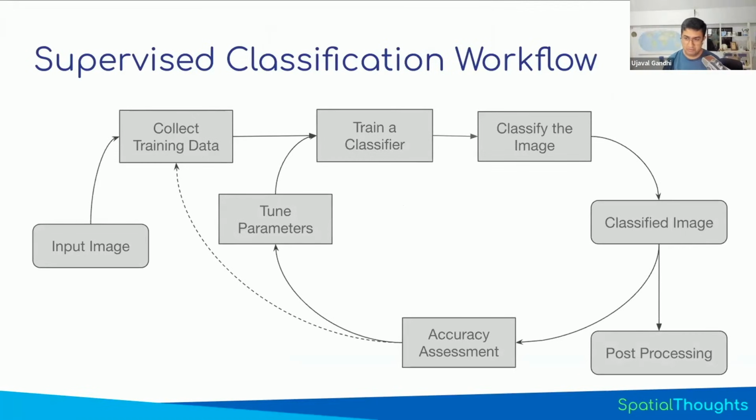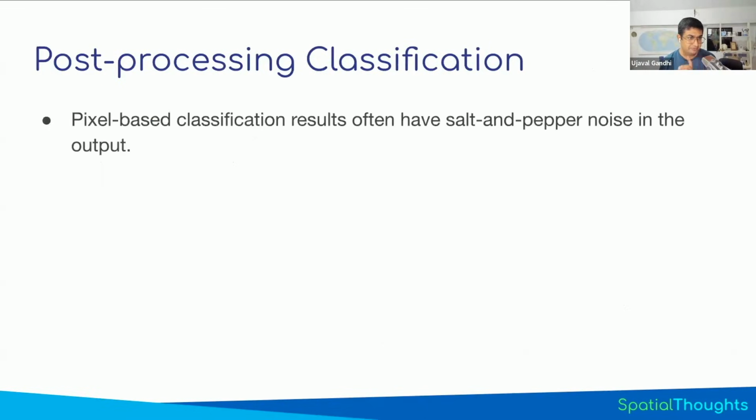If you want to use this data for mapping, you would want to post-process and remove the noise. If you want to use this to identify individual pixels of a certain class, you do not want to do post-processing. So again, this is an optional step. Some applications may require this, some may not.